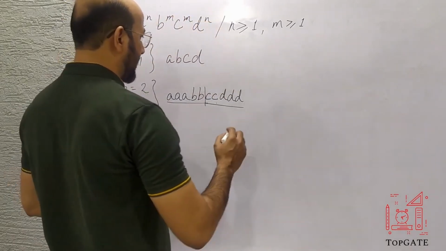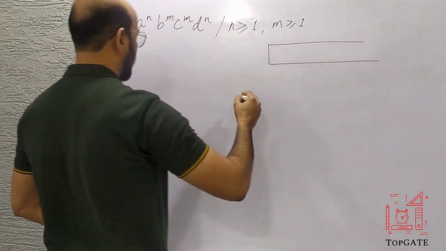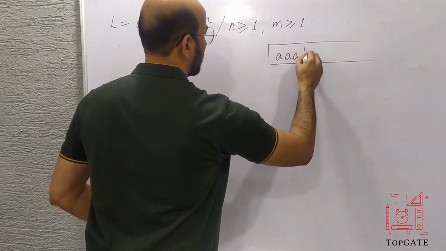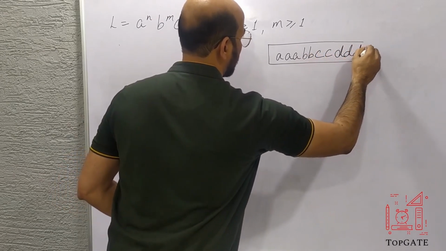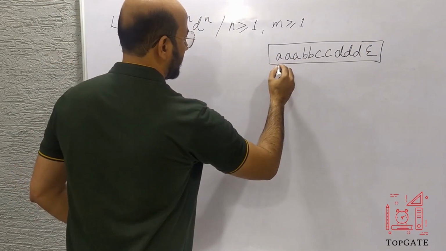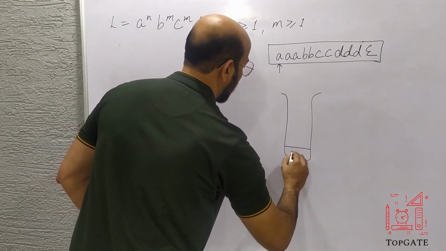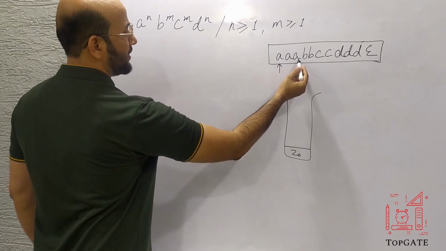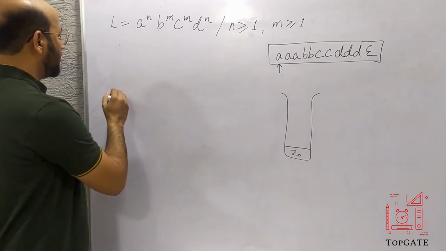So let's design it. Let's take our input tape first. In this input tape I'll have the same string, that is, AAA, double B, double C and triple D, followed by epsilon. The pointer is currently on the first A and we have a stack here. In the stack we have Z0. So what I am doing is, we are pushing all the A's, we are pushing all the B's, then we are popping for the C's, and we are popping again for the D's. So let's start.